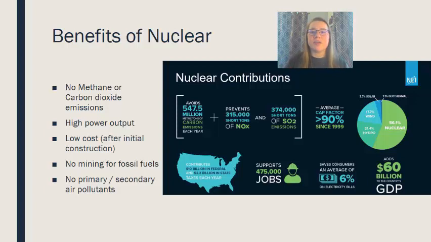Briefly, I want to discuss the pros and cons of nuclear. The pros: it does not produce any methane or carbon dioxide emissions in the process of generating electricity. It has a relatively high energy output and a pretty low cost of day-to-day operations. Additionally, nuclear energy does not require the mining of fossil fuels and all of the environmental impacts associated with it. And because we're not releasing methane or carbon dioxide or really any air pollutants, we're not seeing any of those primary or secondary air pollutants. We're not seeing any acid rain associated with this. Overall, it's a pretty consistent and good thing.